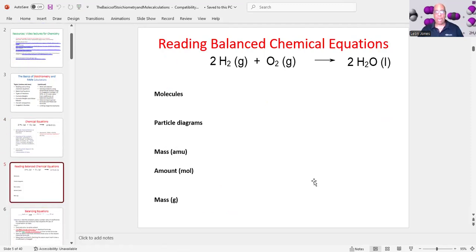Now, reading balanced equations, this is what you need to understand. Well, you have your molecules, your particle diagrams, your mass, AMU. Now, what is AMU? Atomic mass unit. Now, where do you find that? On your periodic table. You're going to have your moles, that's your amount, and then you're going to have your mass.